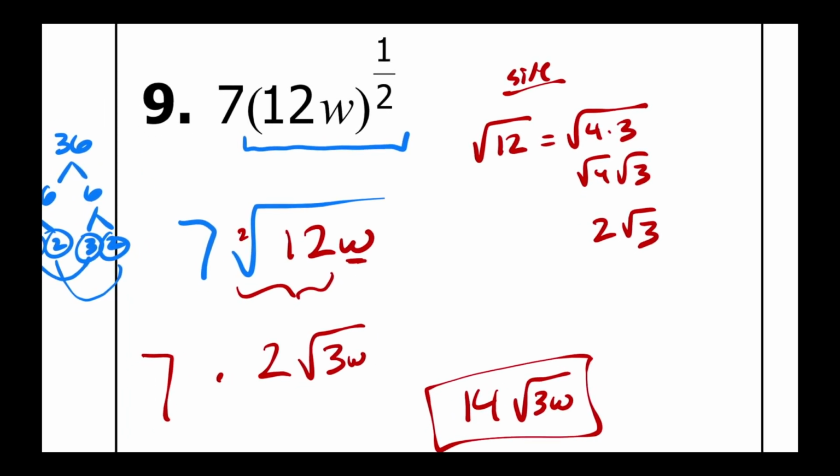This 7 had nothing to do with it, so it was not inside the radical. The 7 was just outside the whole time. And then this became a radical. And then I simplified the square root of 12. I did that over here. Square root of 12 is the same thing as 2 square root of 3. And so that's why this became 2 square root of 3. And then there was nothing I could do with that w, so that w just stays inside with the 3. And since I had a 7 and a 2 on the outside, I multiply those. That's why I got 14. And then the 3w just stayed on the inside.